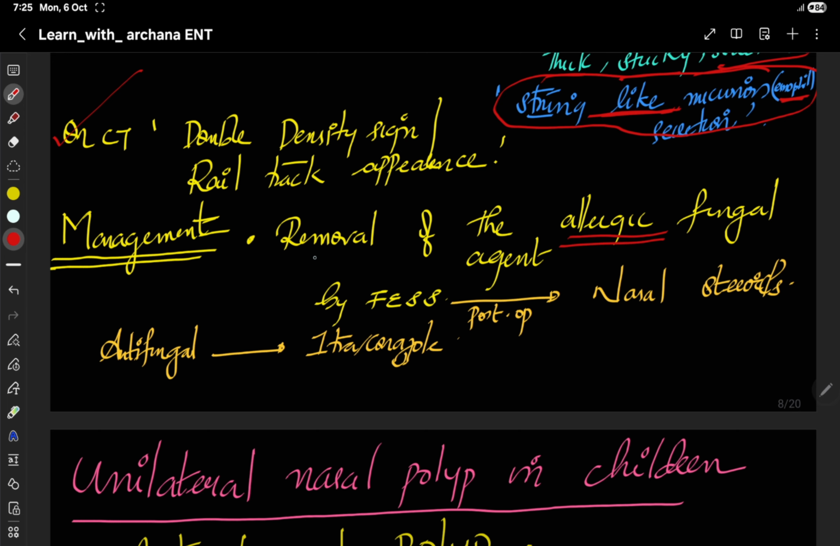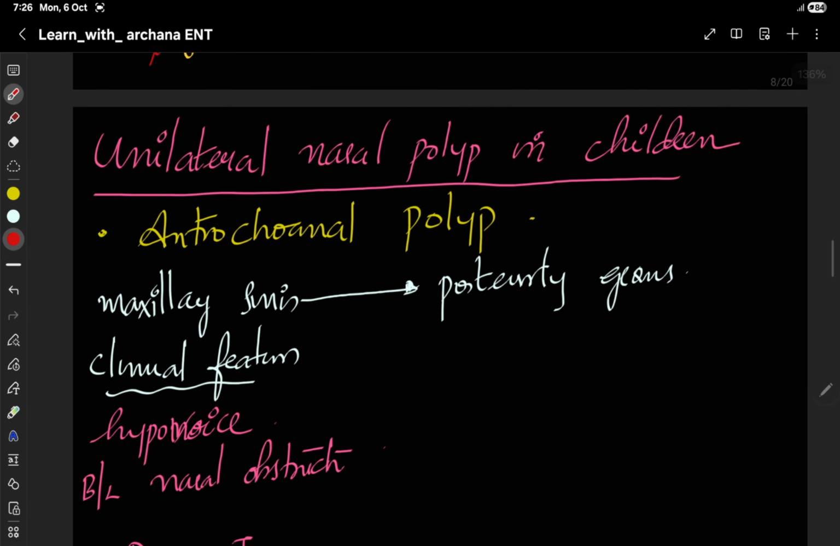So what do we have to do? We have to remove the allergic fungal agent. Okay, and there is actually no need for antifungals, but if the patient doesn't resolve, we can give itraconazole after the surgical excision of the polyp. Okay, and post-op we have to give nasal steroids.